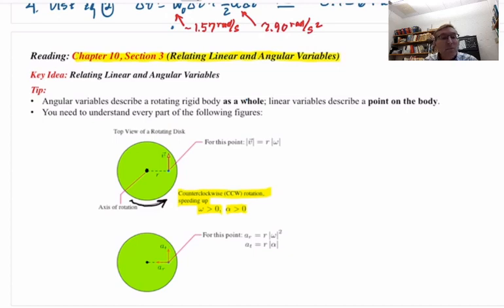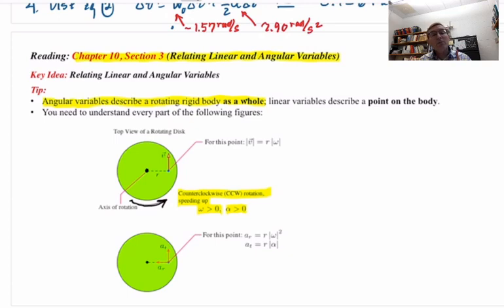Okay, here's an important tip then that I'm going to start with. The angular variables that I just talked about describe the rotating rigid body as a whole. The whole thing, every part of the disk, has the same omega at a given instant and the same alpha. So angular variables of a rigid rotating body describe the whole body.